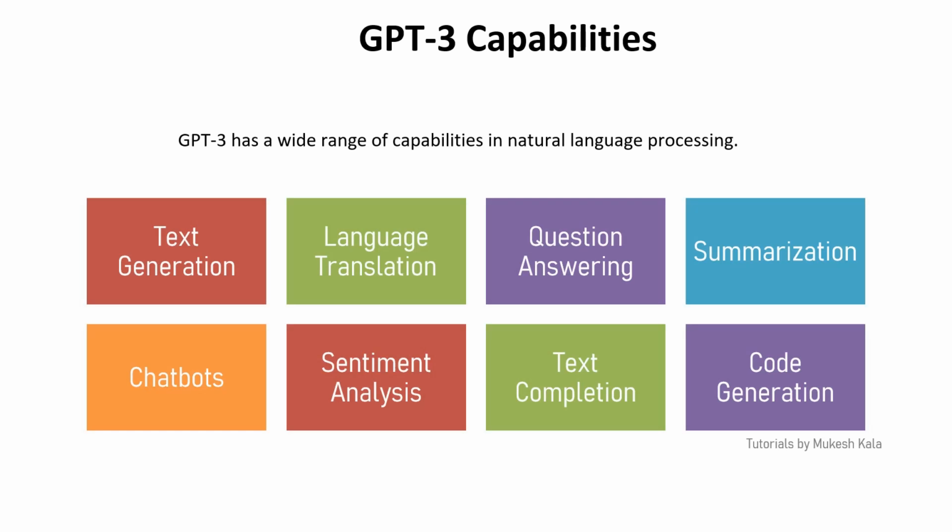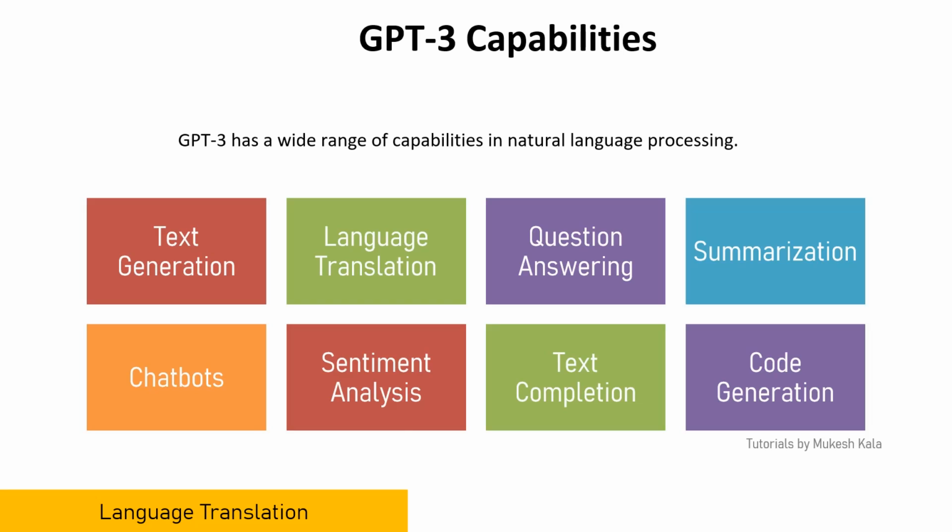GPT-3 has a wide range of capabilities, ranging from text generation, language translation, question answering, summarization, chatbots, sentiment analysis, text completion, and code generation, right? Starting with text generation, as the name suggests, it can be used to generate high quality human-like text in different styles and genres: articles, stories, poems, all of this we can write.